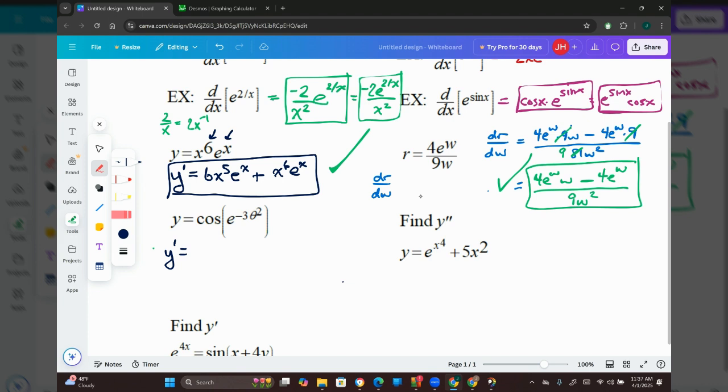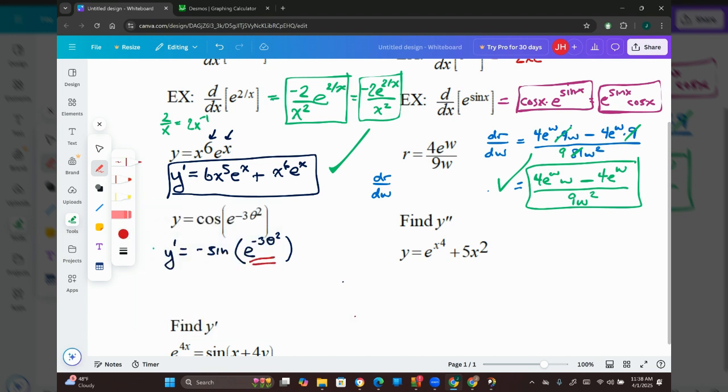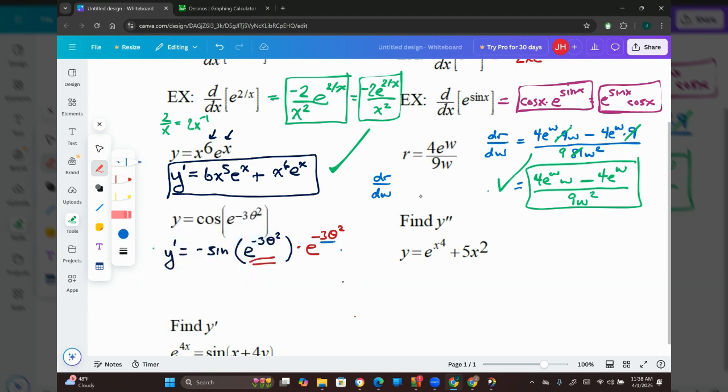The derivative of cosine would be negative sine, and the inside I would leave, this e to the negative 3 theta squared, alone. But now I have to multiply by the derivative of the inside. What's the derivative of an exponential? You multiply by the exponential, but then you also have to multiply by the derivative of the exponent, which in this case would be negative 6 theta.